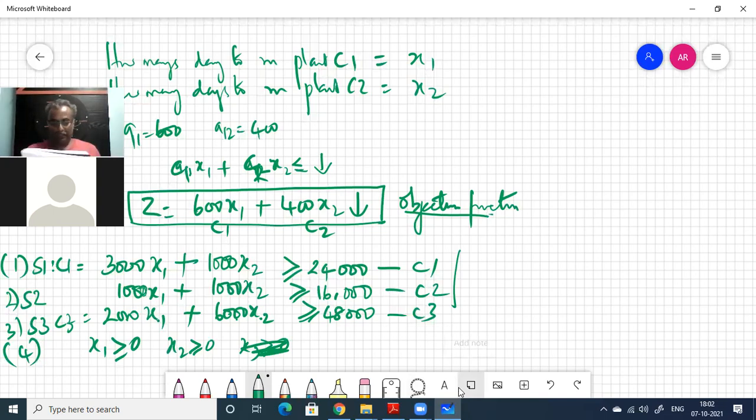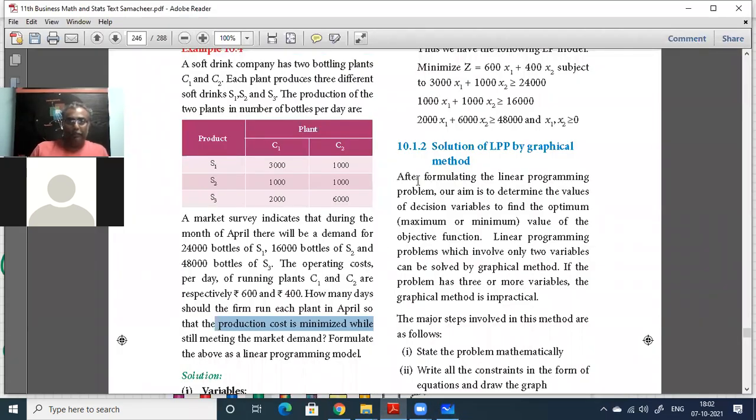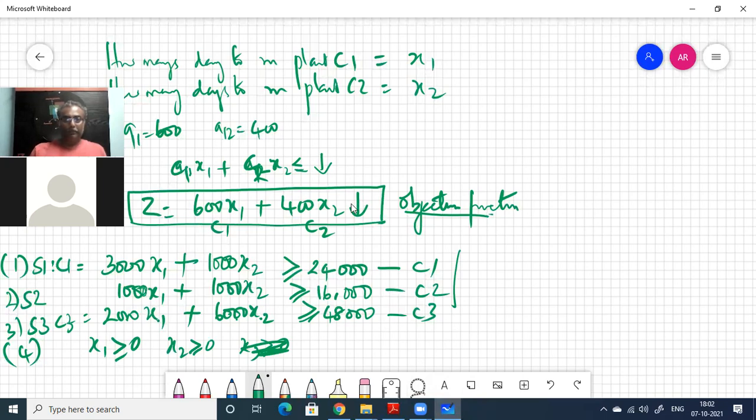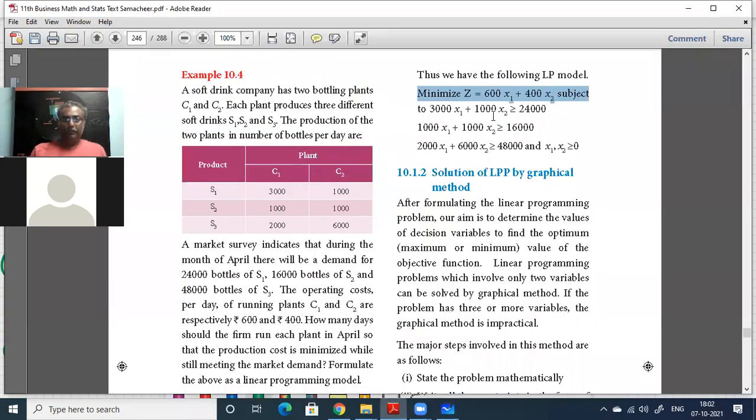Let us see whether there is a correct answer in your book. Example 10.4. Very good. We are doing all the things correctly. Minimize Z = 600 x1 plus 400 x2. Have you got that? 600 x1 plus 400 x2 must be minimized.